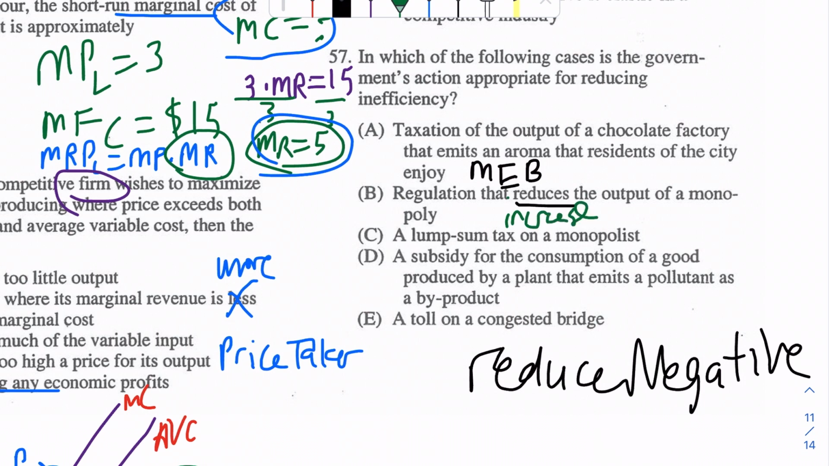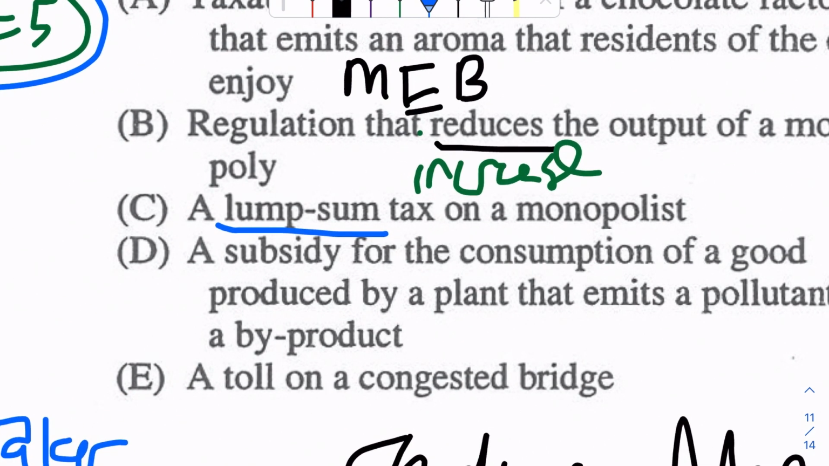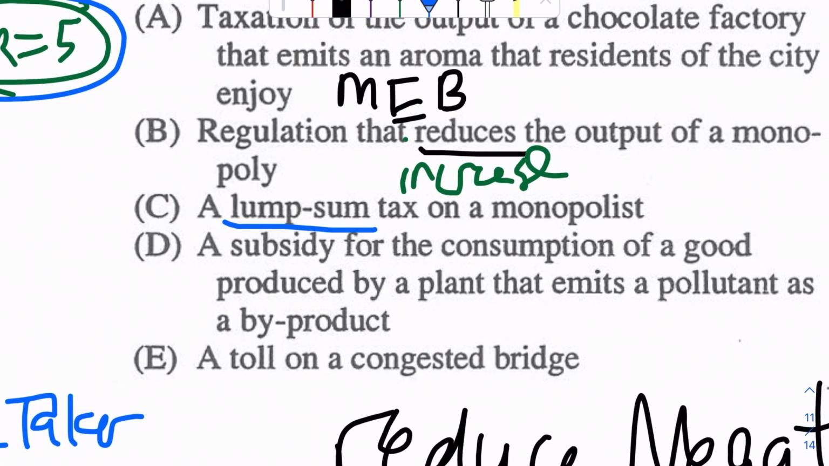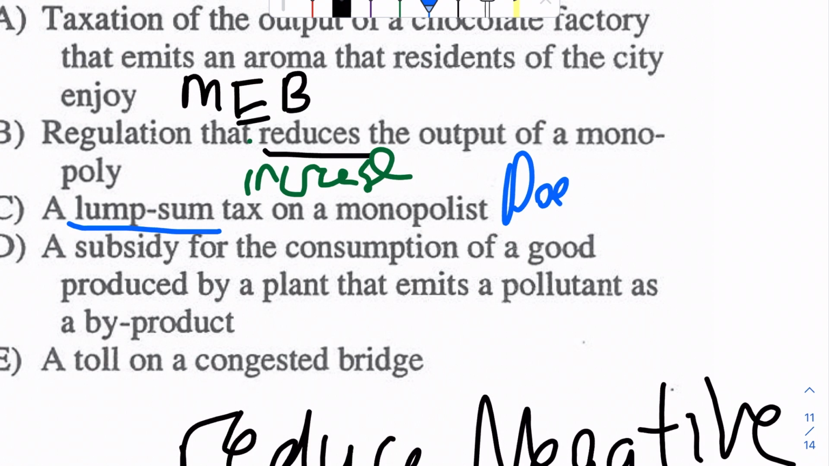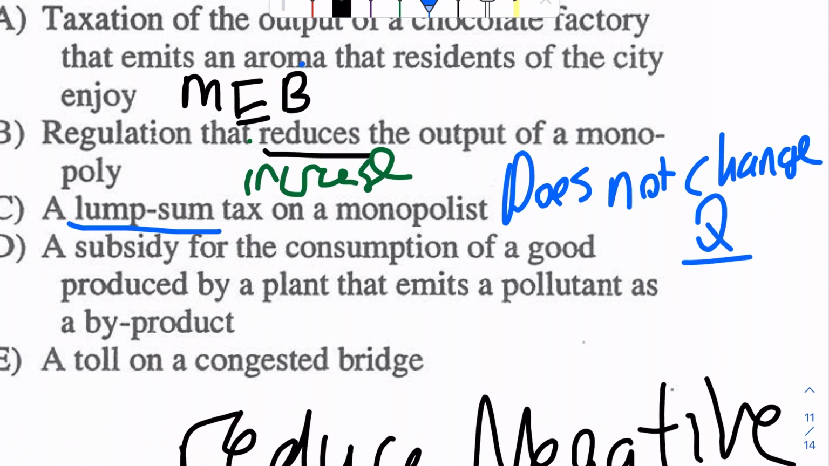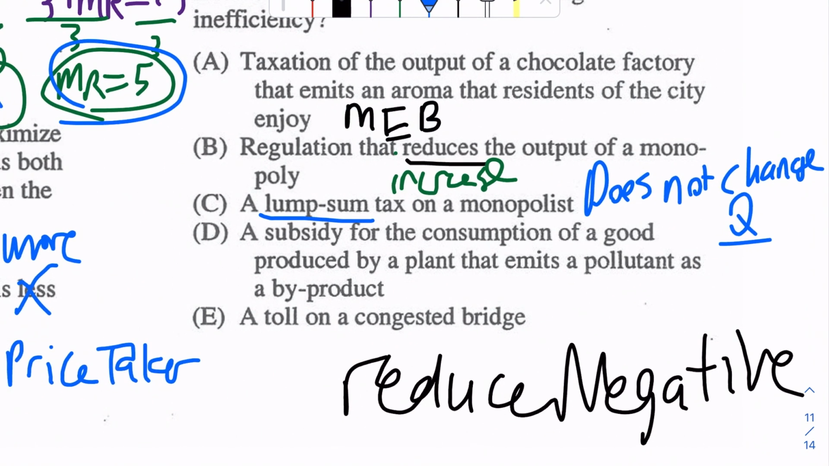A lump sum tax on a monopolist. A lump sum tax is basically the government says you owe $1,000. We don't care how much you produce. You just owe us $1,000. A lump sum tax does not change profit max. It does not change quantity. So because it does not change quantity, we're not increasing our output. Therefore we are still inefficient.